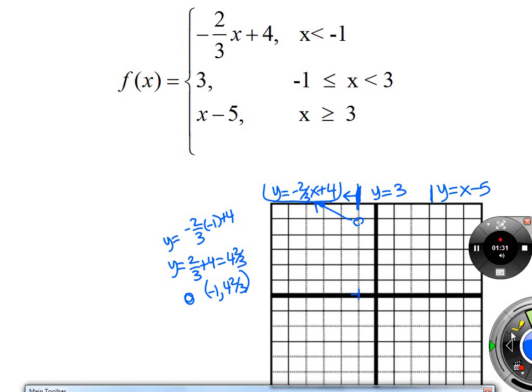In between -1 and 3, we're graphing y equals 3. So that's a horizontal line here. It's equal to when x is -1, so that's a closed point, but it's simply less than when it's at 3, so that's going to be an open endpoint. And then I want to graph y equals x minus 5.